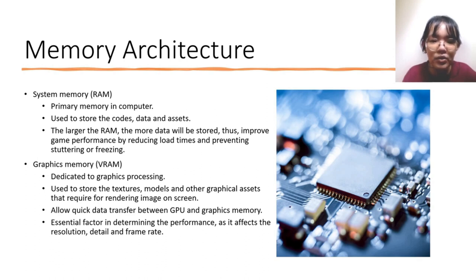System memory is used to store the game code and data access, while the graphics memory is used to store textual models and other graphical assets. Both types of memory can impact the game performance, so having enough of each is crucial for a smooth game experience.